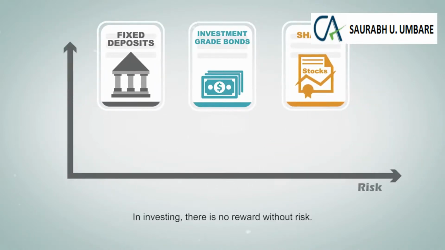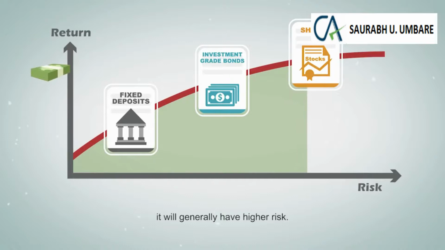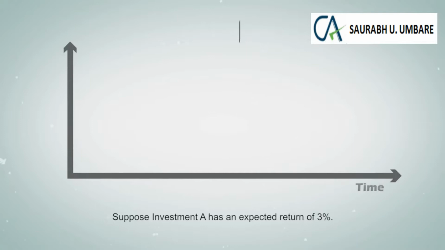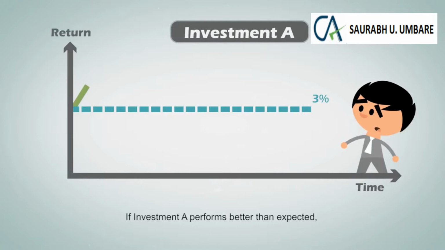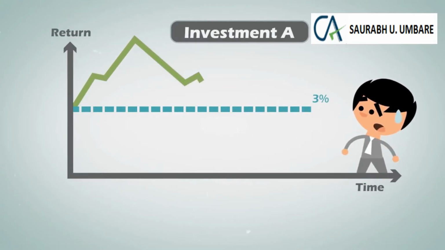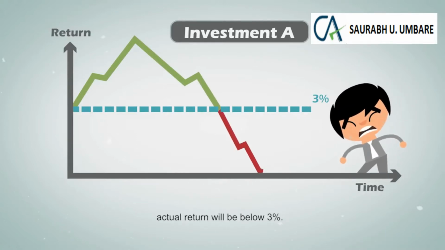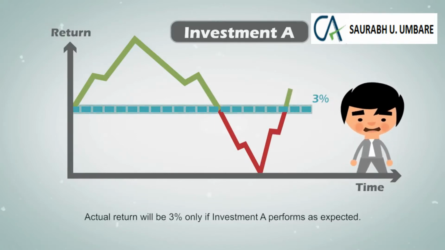In investing, there is no reward without risk. If an investment offers higher expected returns, it will generally have higher risk. Suppose investment A has an expected return of 3%. If investment A performs better than expected, actual return will be above 3%. If it performs worse than expected, actual return will be below 3%. Actual return will be 3% only if investment A performs as expected.